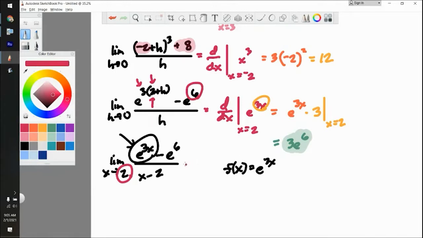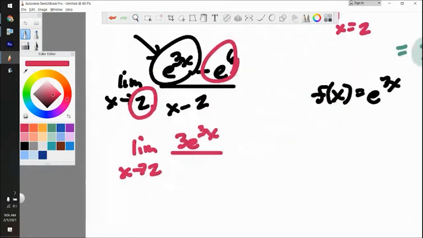So what I can do is do the derivative of the top, which is going to be that 3e to the 3x. What's the derivative of e to the 6th power with respect to x? Thank you. Is that Logan again? Okay, sir. Very good. Thank you, sir. And then what's the derivative of x minus 2? Thank you. Is that Hunter? Oh, you back there. Thank you. Sorry. Okay, 1. So now if you notice, we do not have a 0 over 0 anymore, which is awesome.